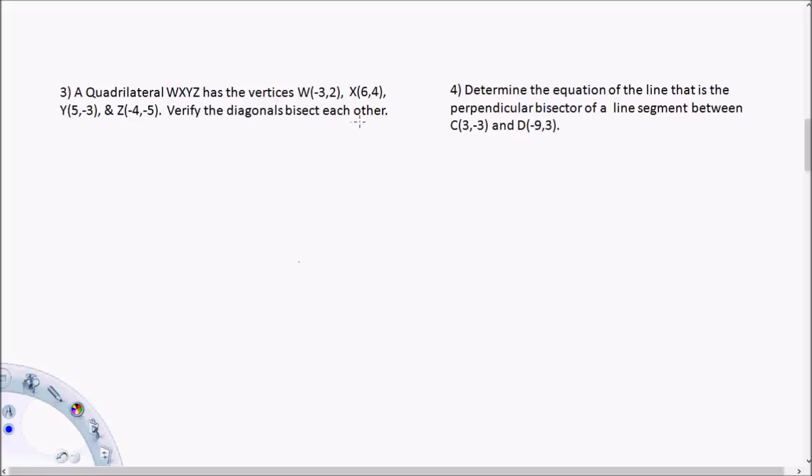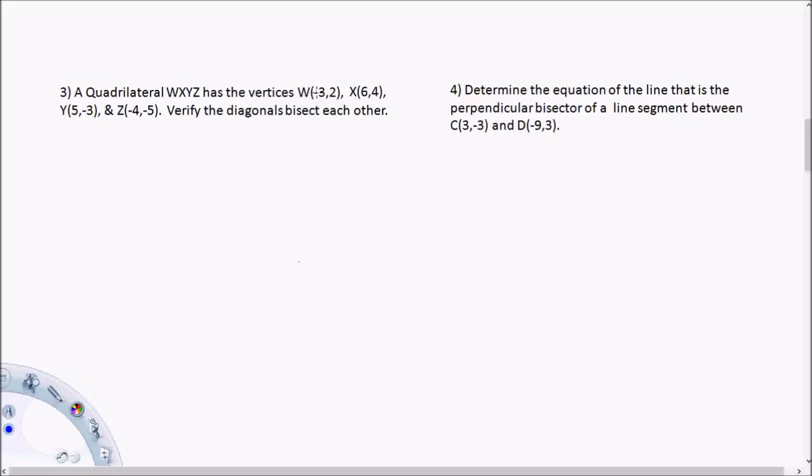Verify that the diagonals bisect each other. In order for us to verify that, we need to first find the midpoints of each diagonal. If they happen to be the same, then we know that each line passes through the other line right at its midpoint, therefore bisecting each other. We could graph these coordinates to find out which vertices are located where, and then find out which line segments would be our diagonals, or we can just inspect and see what we think.